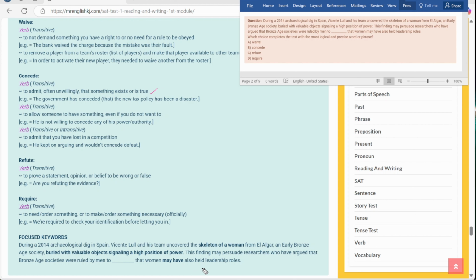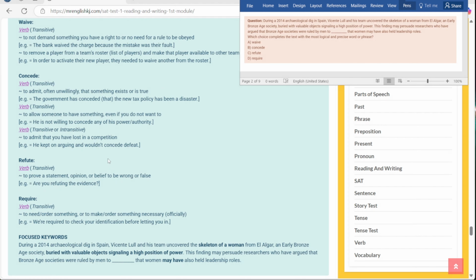So women also held a leadership role, yes, because they admitted, often unwillingly, they were not willing to accept it, but they found proof. So obviously we use concede, to allow someone to have something, meaning to say even if you do not want to believe it, based on the proof, we can say concede is the most suitable one here.